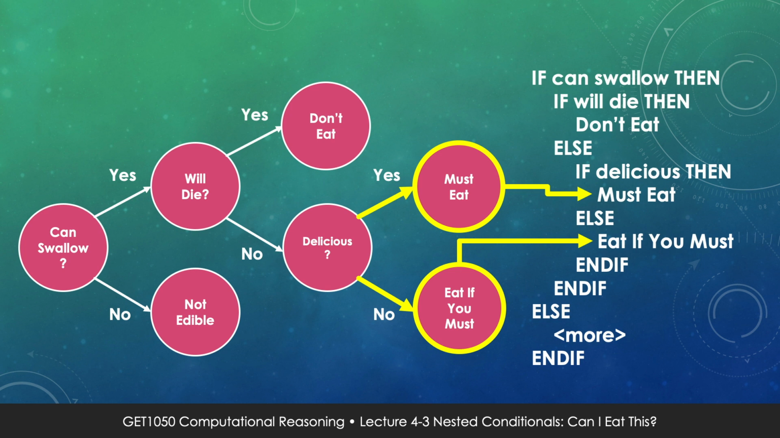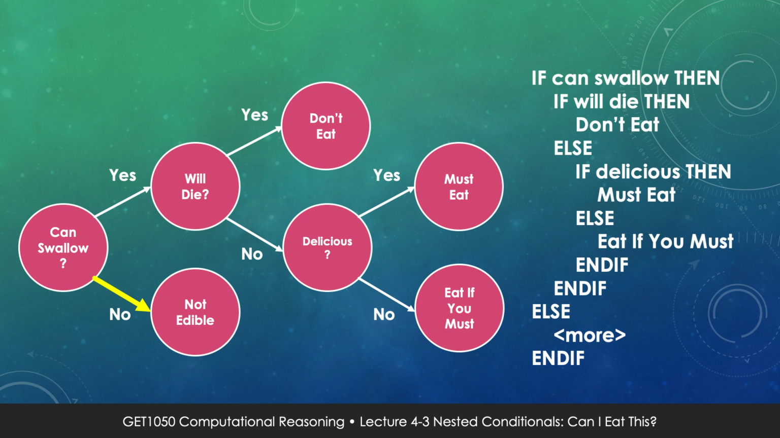If can swallow then, if will die then, don't eat. Else, if delicious then, must eat. Else, eat if you must. End if, and so on, right? Now, if you notice, we have one more placeholder in our pseudocode, right? Something else has to be added. That's the last branch in our tree diagram that we haven't traced yet. Yeah? So let's trace that last branch, okay?